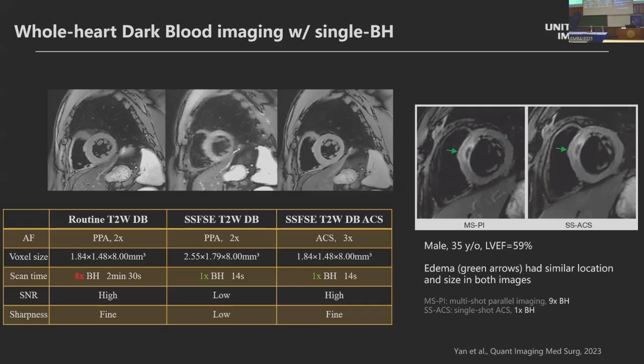So for example, for the whole heart Doppler imaging, routine parallel imaging methods generally require multiple breath holds and 2 to 3 minutes scan times. But with the ACS, similarly good image quality can be achieved with only one single breath hold of 14 seconds. On the right is the result from a study. We can see that the diagnostic efficacy on reviewing those edemas remains the same.